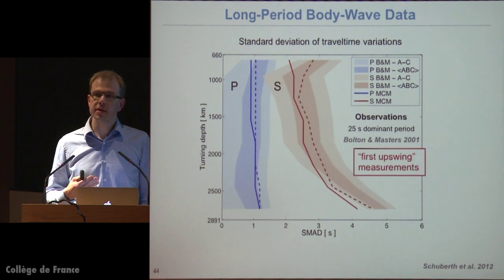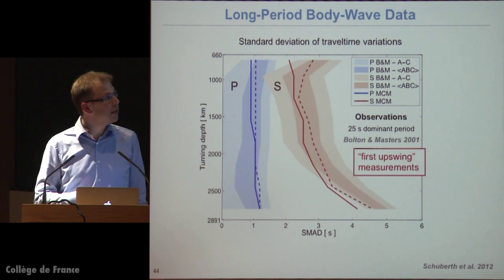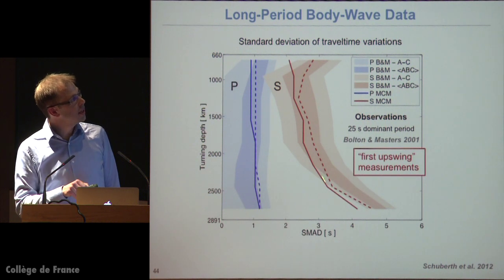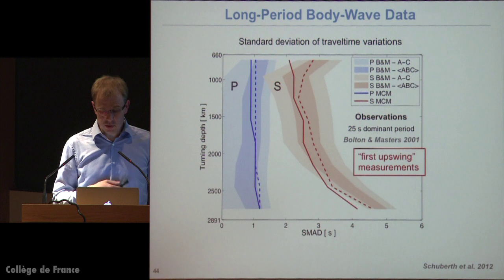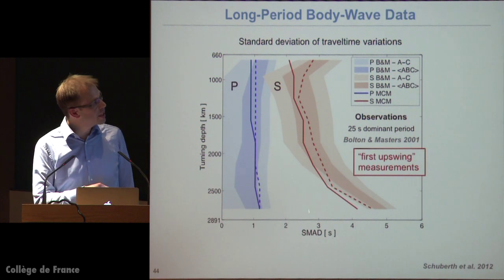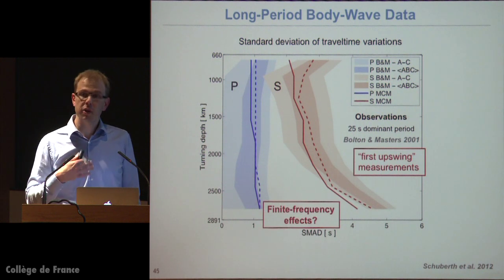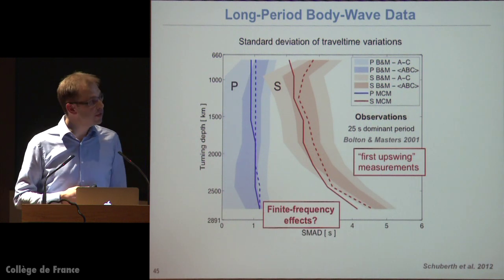Actually, we redid all the measurements using the same technique as Bolton and Masters, this first upswing measurement, and you see here that the fit gets even better by doing this. The question now is, where does this difference come from? And we currently interpret this as being due to finite frequency effects.